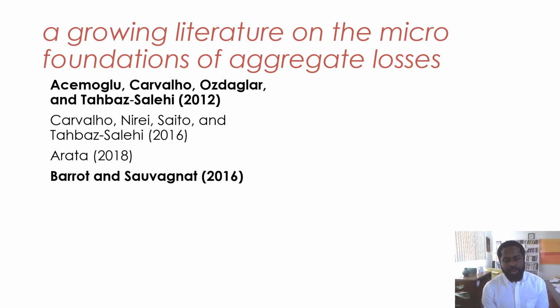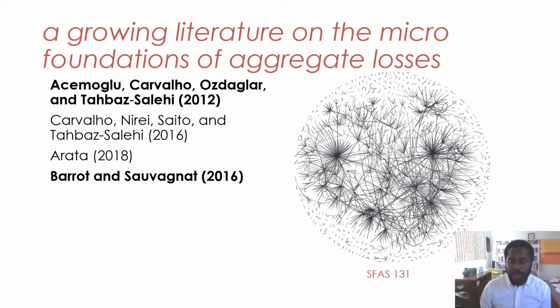Now, Barrot and Sauvagnat in their 2016 paper in QJE defined actual firm-level networks and gave us this picture. And the very useful thing is that it's actually a network between firms. It is derived from the Statement of Financial Accounting Standards 131, which requires that public companies report all key customers and suppliers. That ends up being very useful for understanding what firm level networks look like, and you can build that out and get a relatively representative picture.